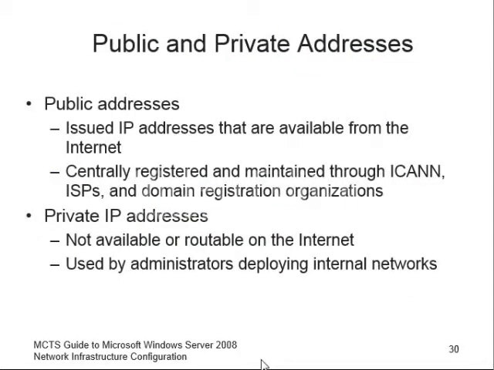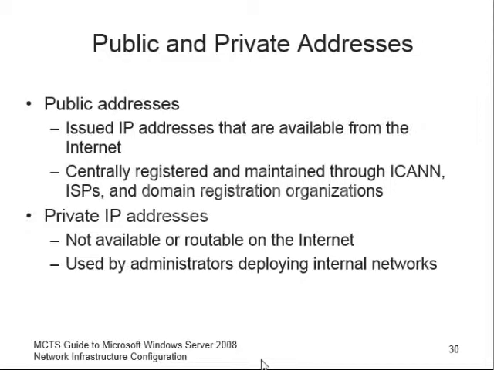In the ranges of IP addresses, we have public and private addresses. Public addresses are issued IP addresses that are available from the internet. These addresses are centrally registered and maintained through the Internet Corporation for Assigned Names and Numbers, ISPs, and domain registration organizations. Along with the distribution of public IP addresses, these organizations maintain domain name registration and top-level domain name servers. Any resources on the network that need to be accessible from the internet must have a public IP address.